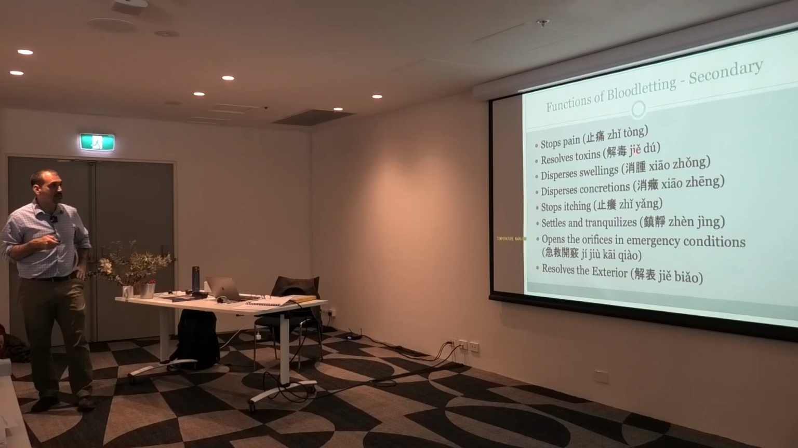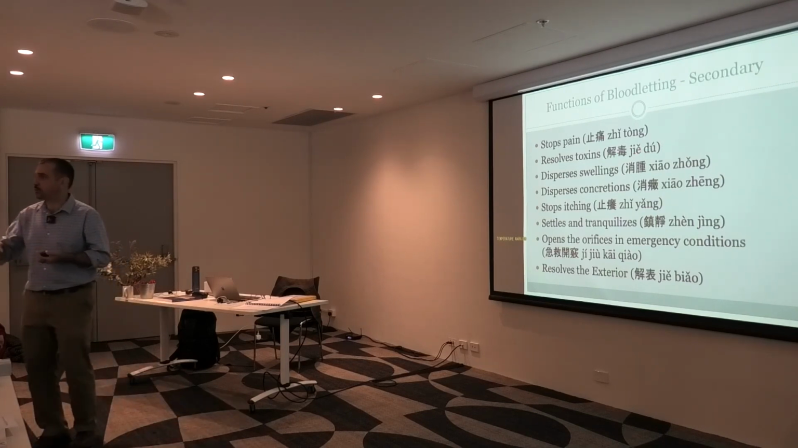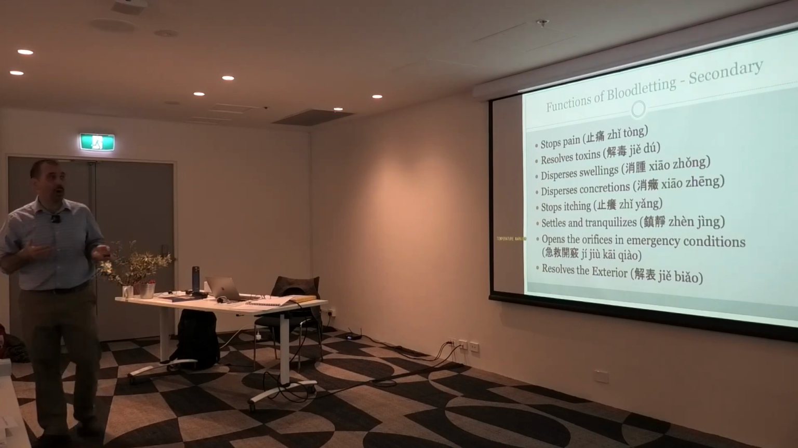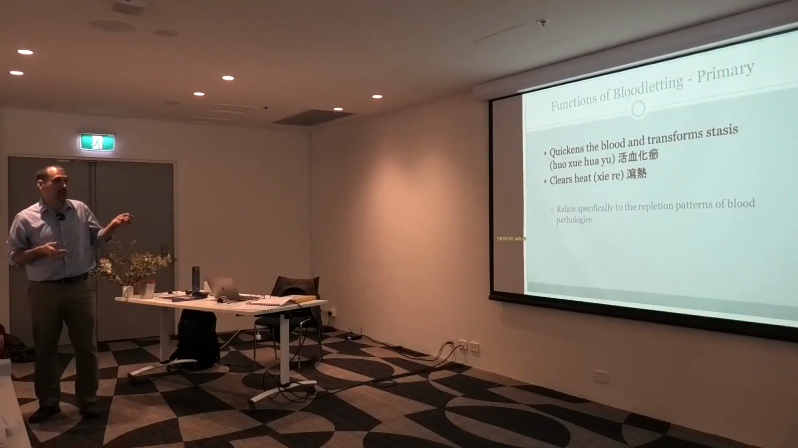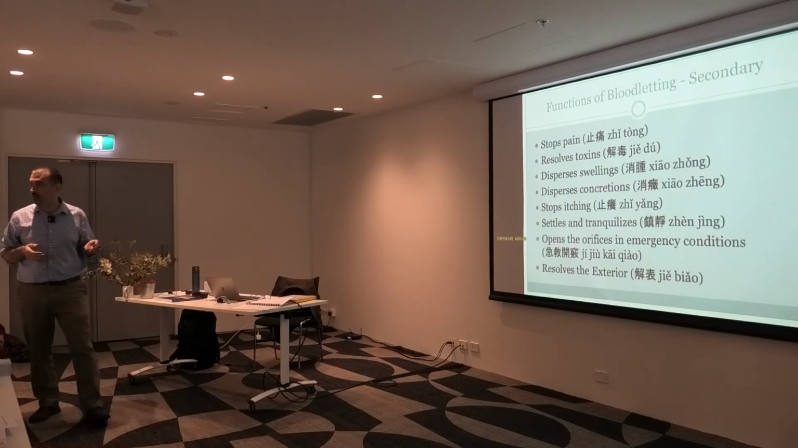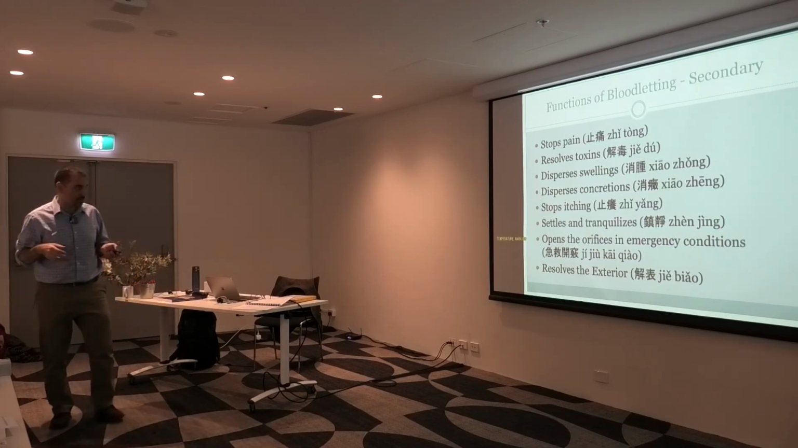Resolving toxins, jie du. Toxins in Chinese medicine are not toxins like you drink something poisonous. Toxin is a specific category of extreme heat that not only creates heat symptoms, but can create significant malaise, can damage tissue. So heat toxins are a more severe type of heat. Why does it treat toxins? Because it clears heat. Next one, swellings and concretions. These are different types of accumulations, masses. Why does it do that? Because it moves stasis.